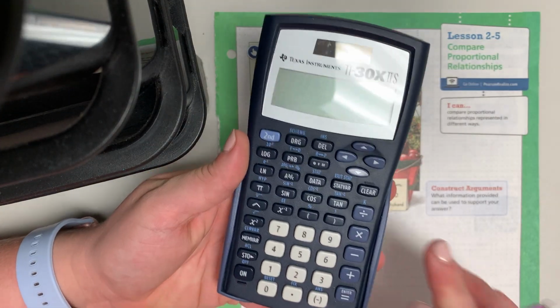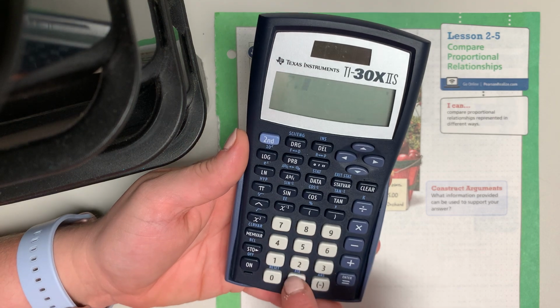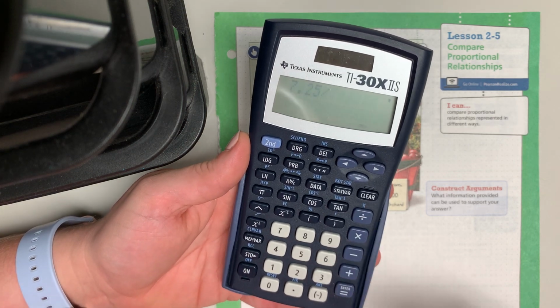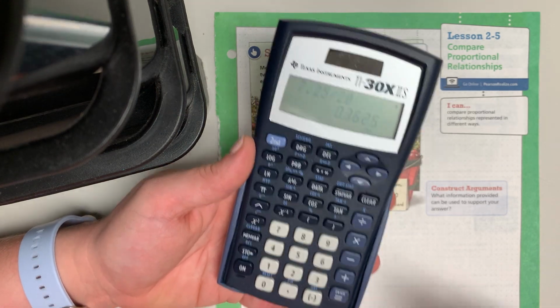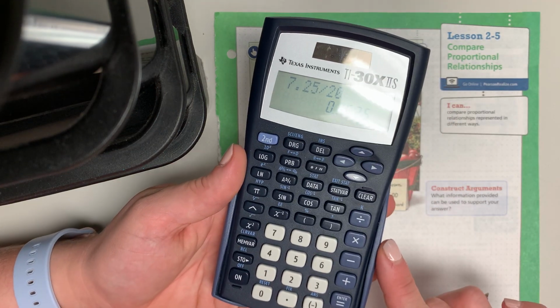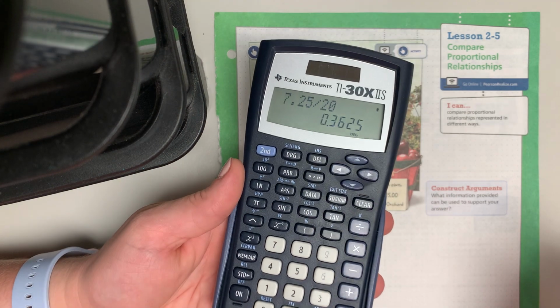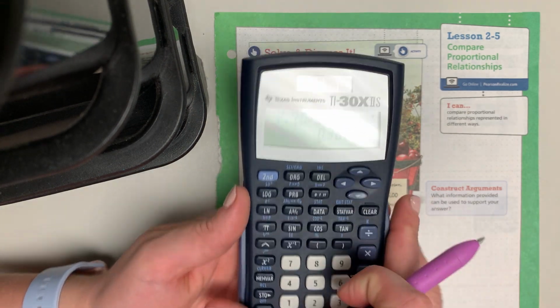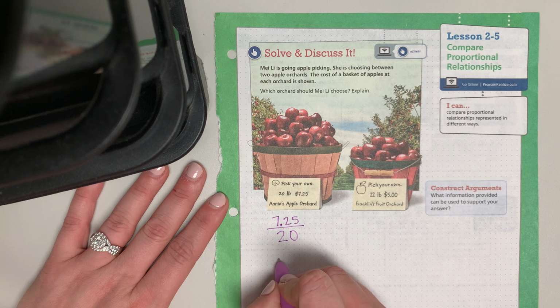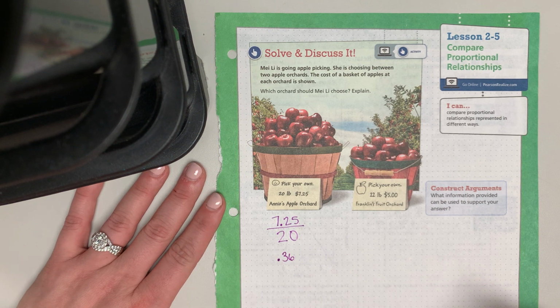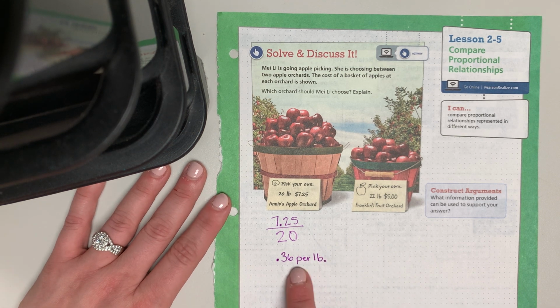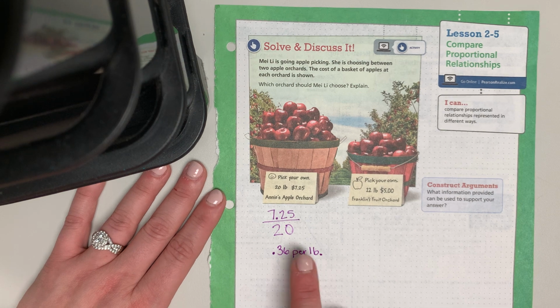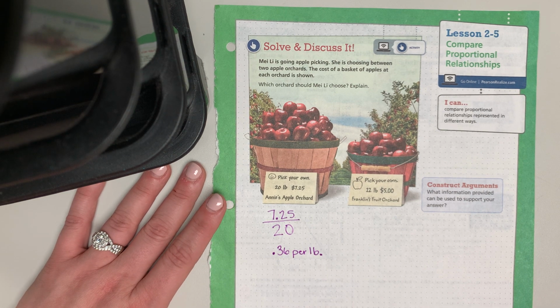So in your calculator, you're simply going to type in 7.25 and divide that by the pounds, 20 pounds. So for Annie's apple orchard, it costs about 36 cents per pound. In order to write that, you'd write 0.36, 36 cents per pound. You always want to have that explanation on there, per pound, whatever item it is.